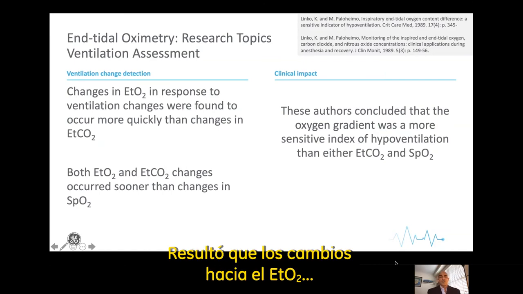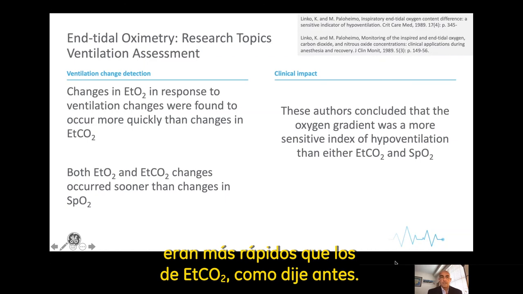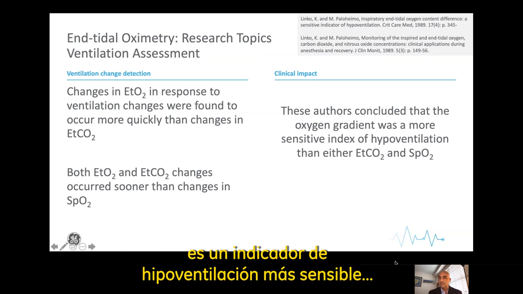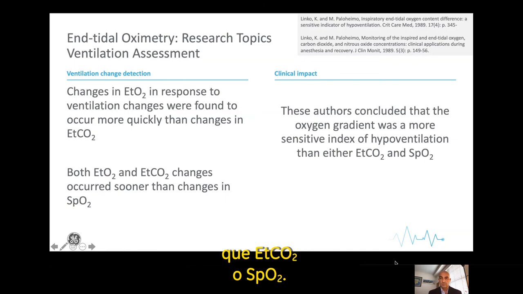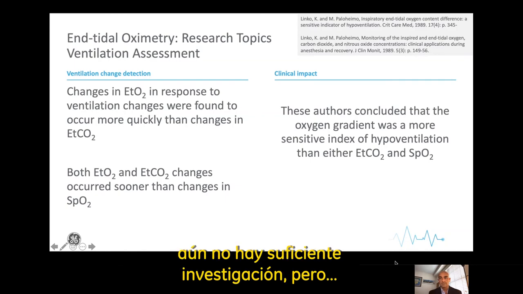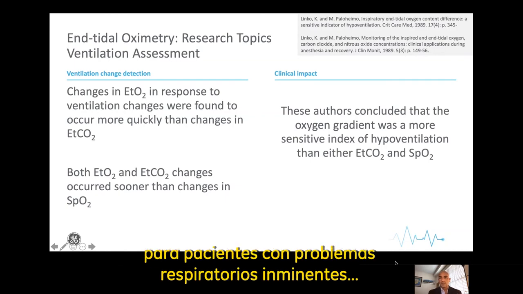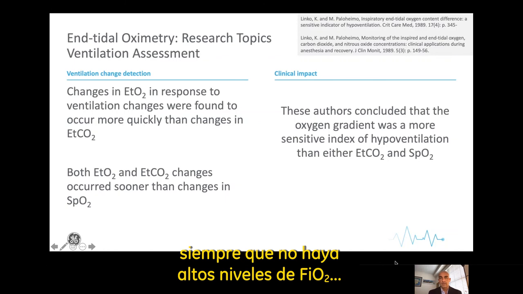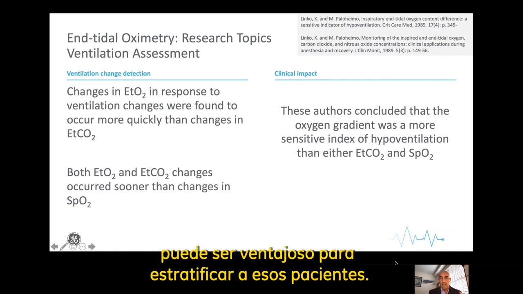So with regards to the change in the direction, the change in end-tidal oxygen was found to be quicker than end-tidal CO2, as I said before, so the oxygen gradient was summarized or concluded to be a more sensitive indicator of hypoventilation than either end-tidal CO2 or SpO2. Now, there hasn't been any research on potential applications, but for people with impending respiratory issues, being able to monitor the oxygen gradient, provided that they're not on high levels of FiO2, can be potentially advantageous to further risk stratify these patients.